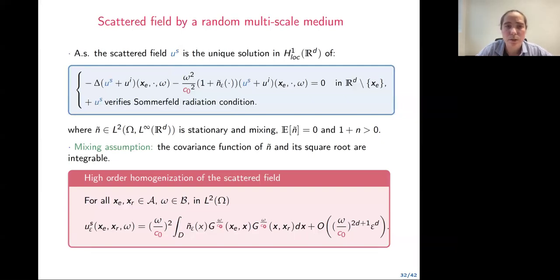So first, let us recall what the scattered field verifies. The scattered field verifies the following equation. Remember that n tilde is stationary, it's mixing, its expectation is 0. Mixing as before means some decorrelation properties. So here, what we need is for the covariance function of n tilde to be integrable. And with this, with stochastic homogenization methods, we can get an approximation of the scattered field just as before.